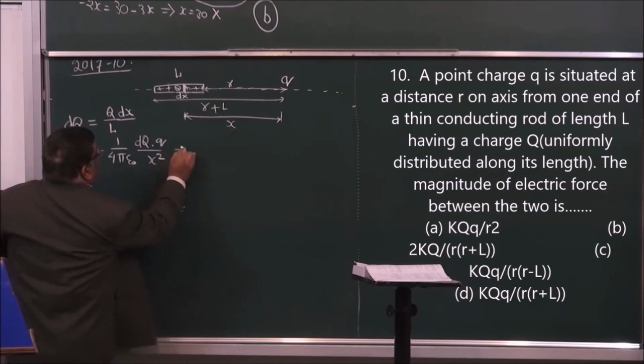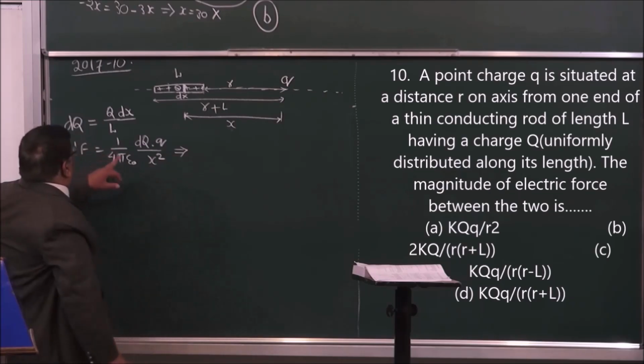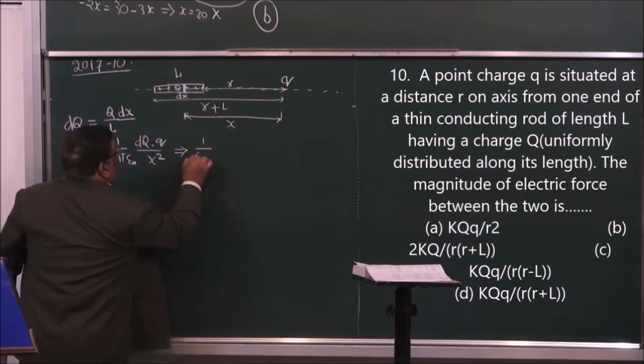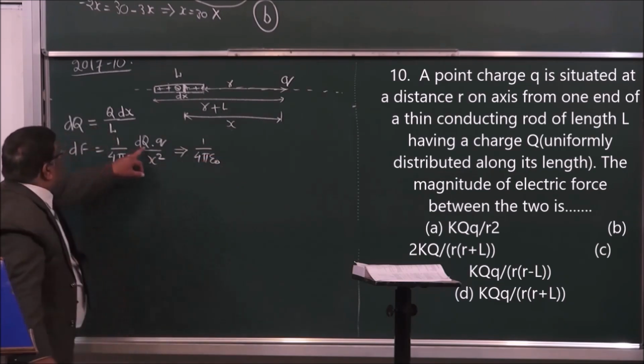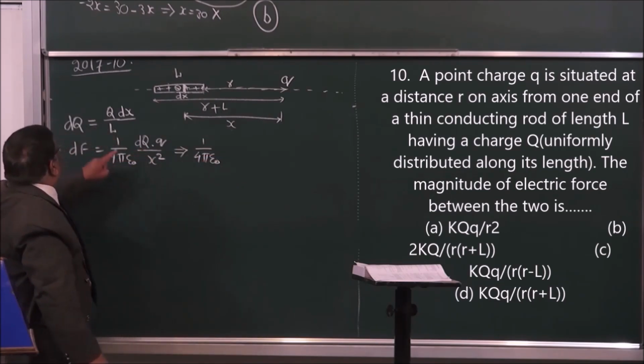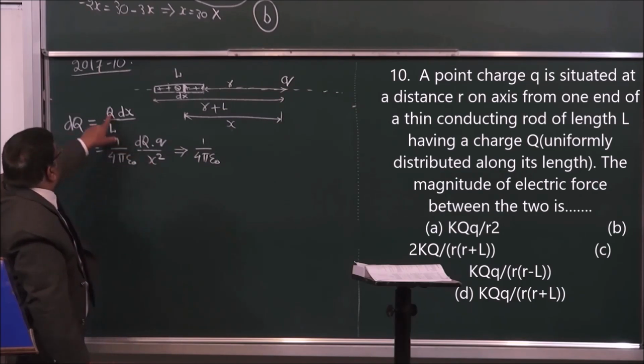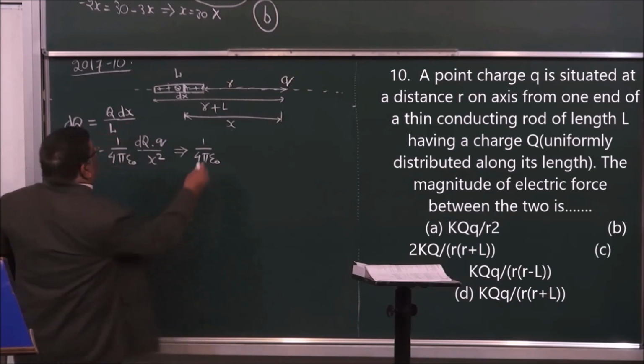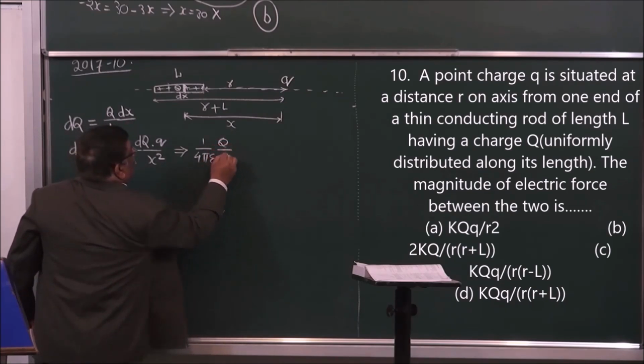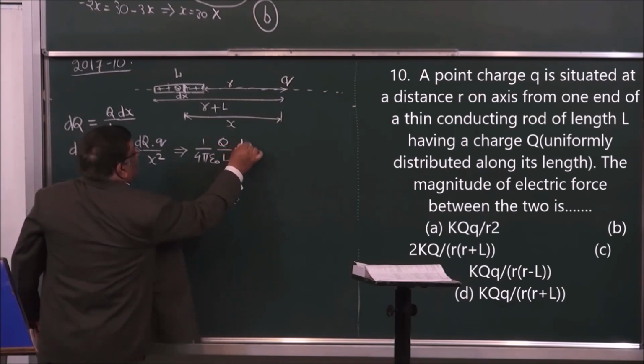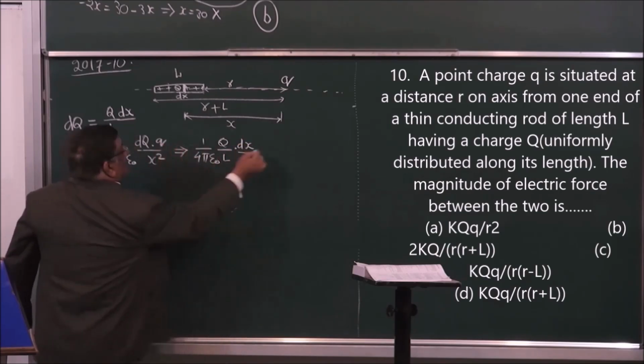Okay, now this will lead to 1 upon 4 pi epsilon naught. This dq we would like to convert into a function of x. So how much is this dq equal to? Q upon L into dx. This is x square. This is q.